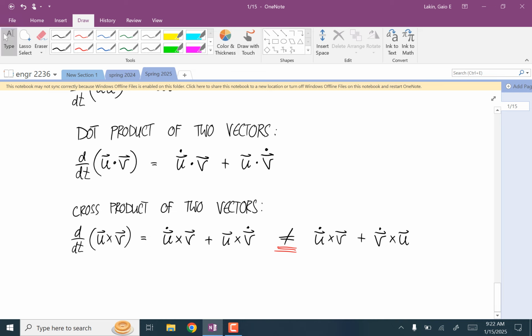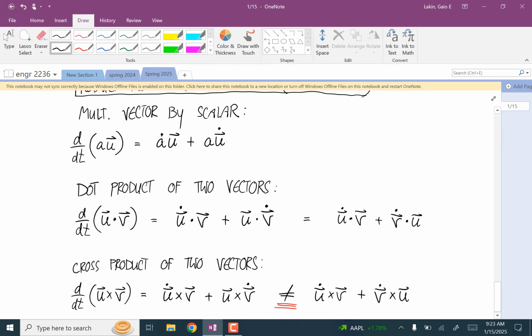For the other two, it would be fine to think about it that way. Like for the dot product, this is equal to u dot dotted with v plus v dot dotted with u, because order doesn't matter when you're using the dot product.